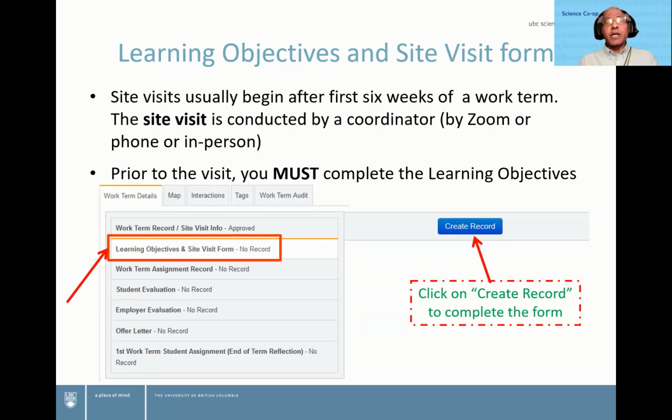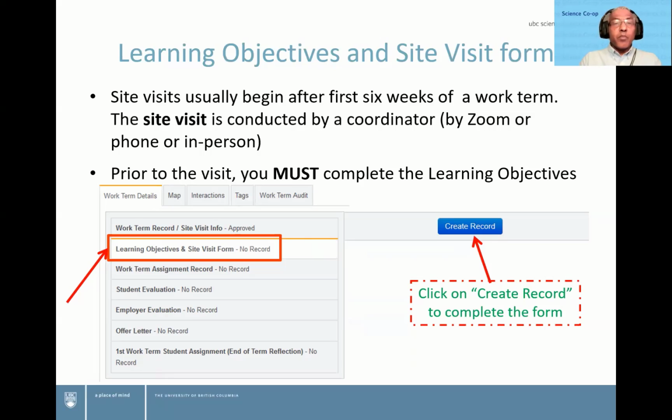The site visit is conducted by a coordinator, and it could be by Zoom, it could be by phone, or it could be an in-person site visit. Lately, because of COVID-19, the site visits mostly have been by Zoom or by phone.